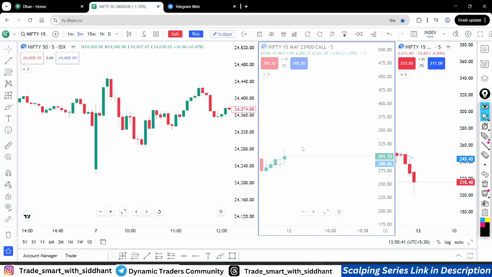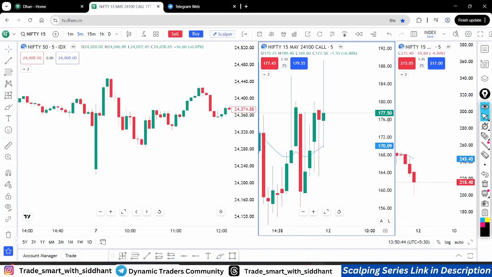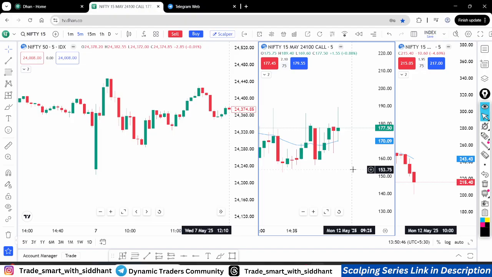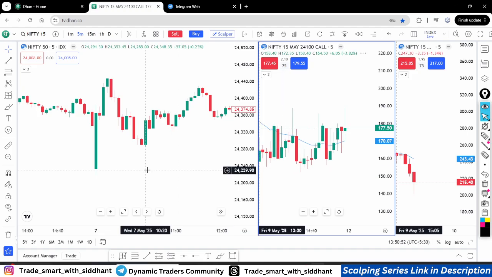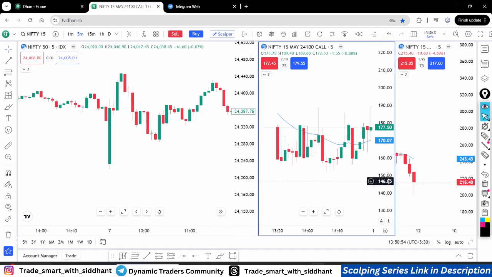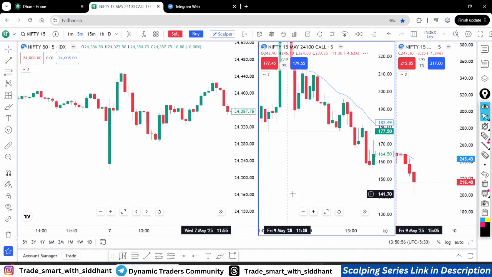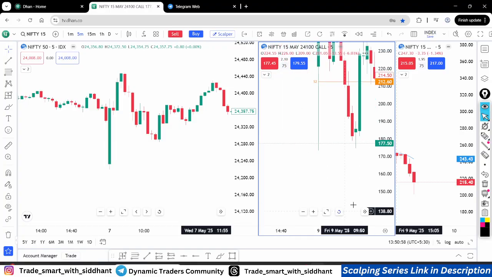Now as you can see, this 24,100 call is of the recent expiry, right? We needed the previous expiry, which was 8 May. We'll quickly go to 7th May.